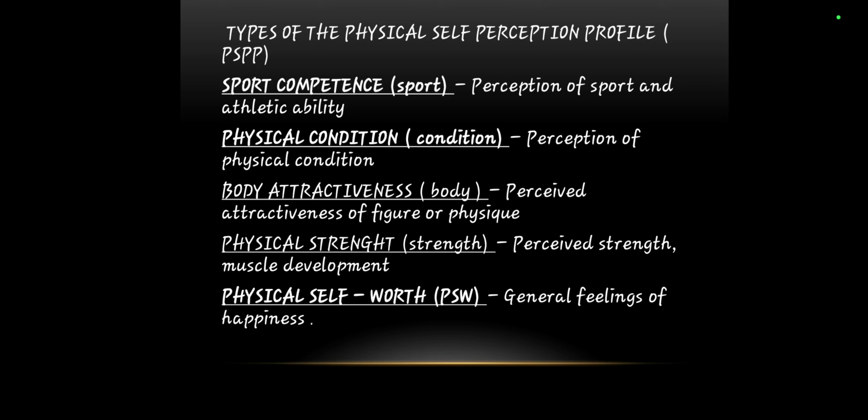Then we have physical strength. It is all about your strength. So perceived strength, muscle, or development, or in other words, you can build confidence in situations that can boost your strength. Okay, then lastly, we have physical self-worth, or PSW. It is all about general feelings of happiness. How can you get happiness? If you are satisfied. So meaning to say, satisfaction, pride, respect, and confidence in the physical self. It is all about your physical self-worth, or PSW. Okay, so that would be the types of physical self-perception profile given by Kenneth Fox.